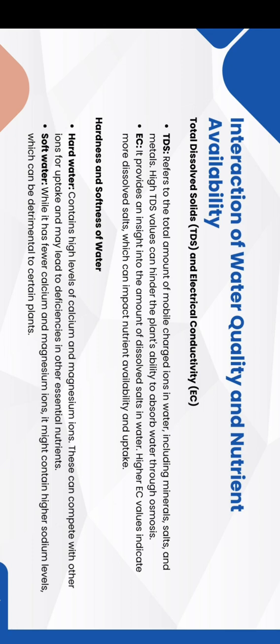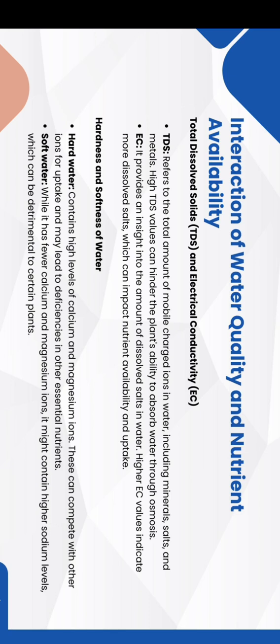Total dissolved solids and electrical conductivity. Total dissolved solids refers to the total amount of mobile charged ions in water, including minerals, salts, and metals. High total dissolved solids values can hinder the plant's ability to absorb water through osmosis. Electrical conductivity provides an insight into the amount of dissolved salts in water. Higher electrical conductivity values indicate more dissolved salts, which can impact nutrient availability and uptake.